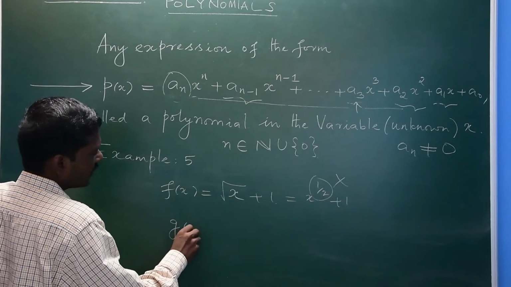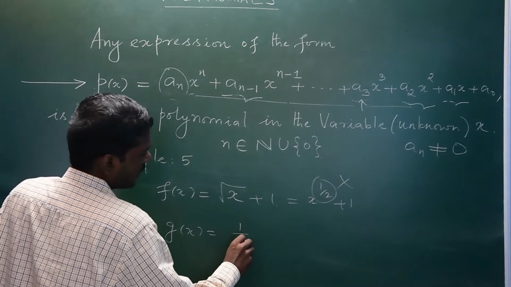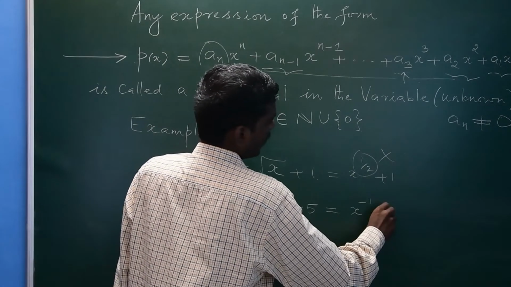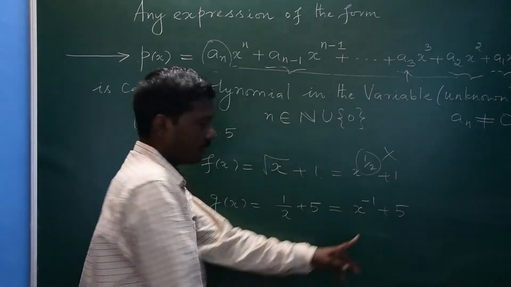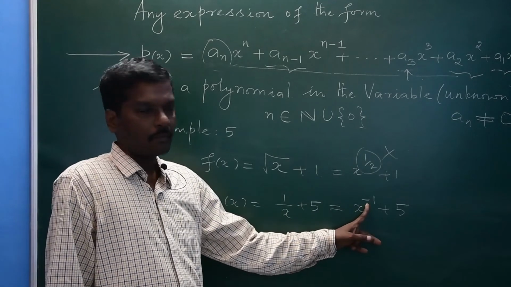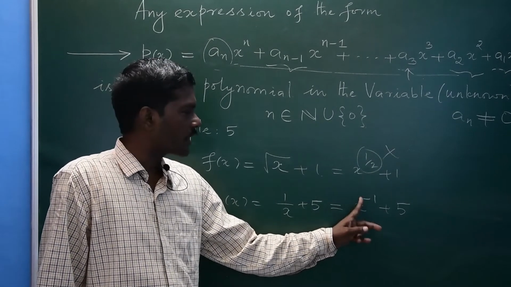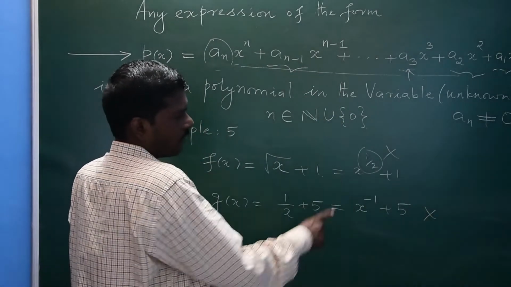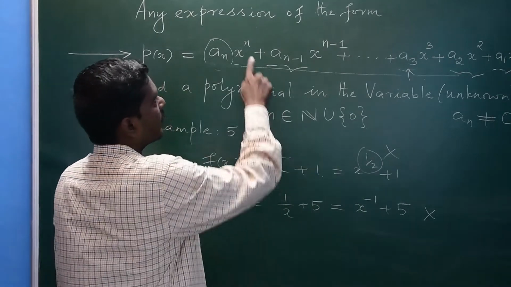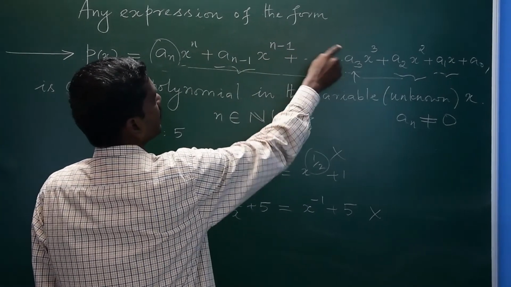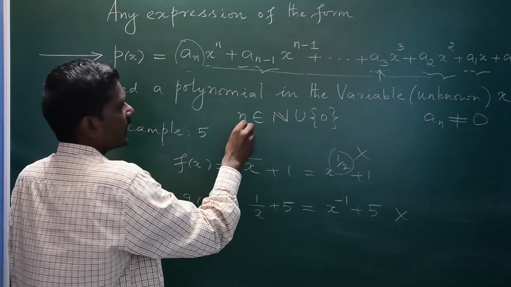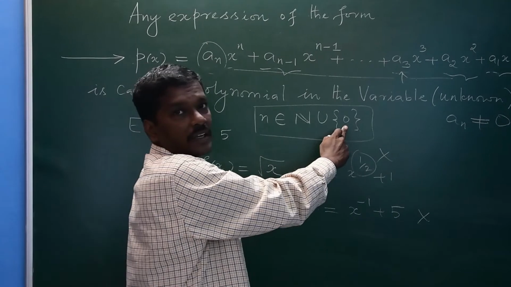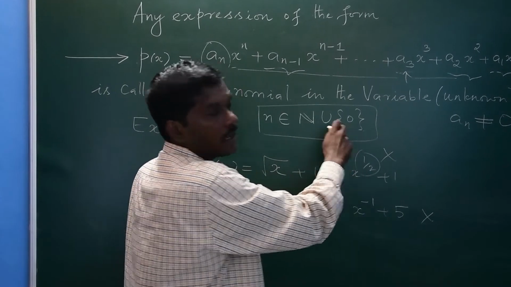Likewise, if you take g of x to be 1 by x plus 5, it is going to be x to the power minus 1 plus 5. This is not a polynomial because the exponent is minus 1, which is not allowed. So for an expression to be a polynomial, all the powers must be non-negative. They can be either a positive integer, or they can be 0.